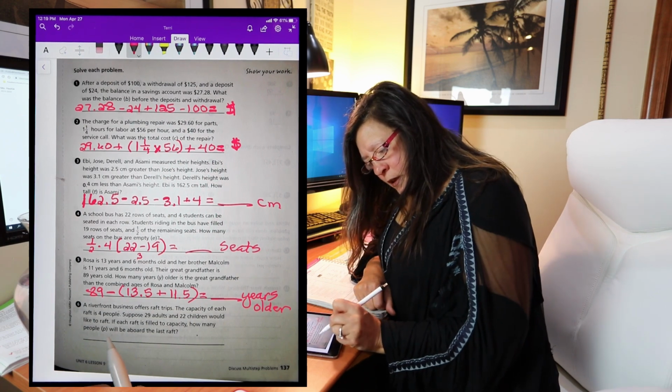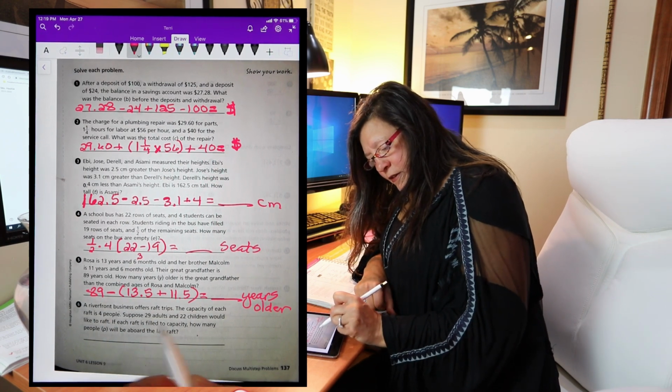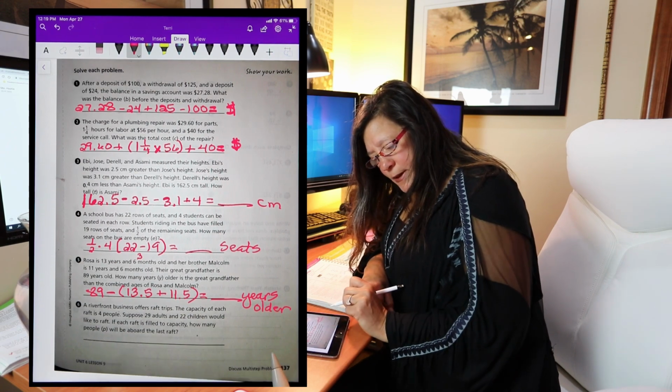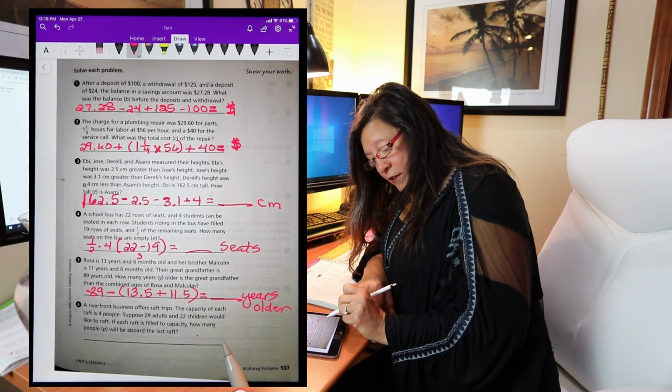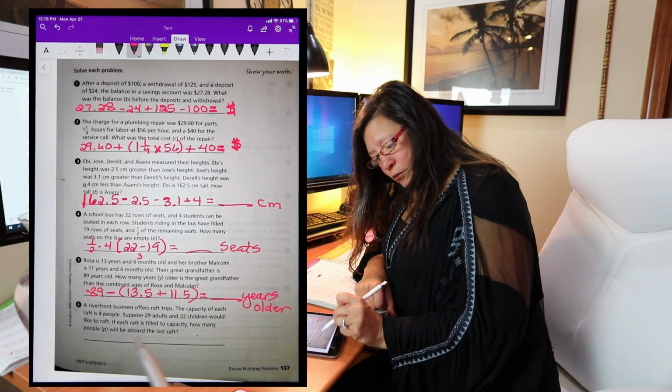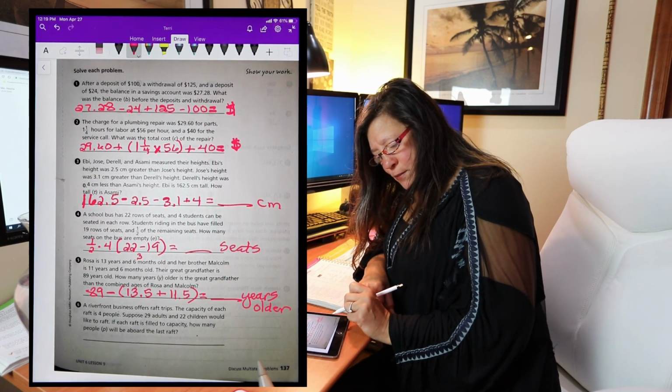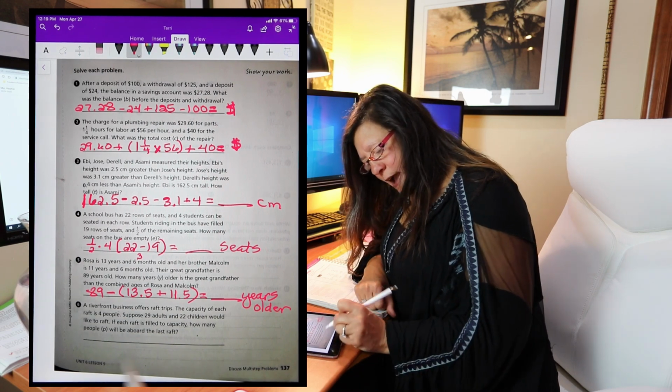Okay. Number 6, a riverfront business offers raft trips. The capacity of each raft is 4 people. Suppose 29 adults and 22 children would like to raft. If each raft is filled to capacity, how many people would be aboard the last raft?